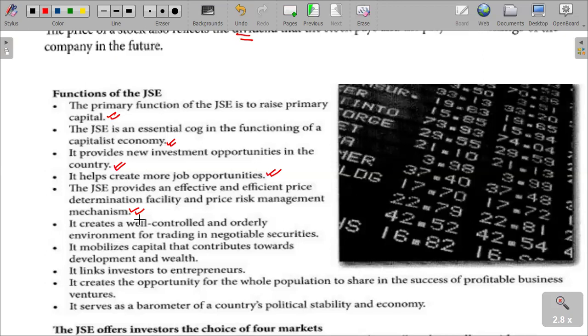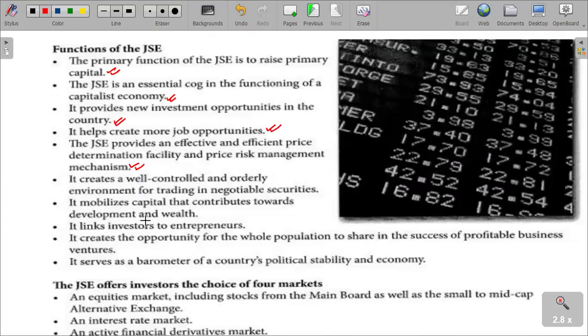So in that regard, there is no monopolization, there is no manipulation, there are no ways through which either of the parties involved in the trading of shares might suffer problems, because it provides transparency and openness to the buying and trading of shares. It creates a well-controlled and orderly environment for trading in negotiable securities.